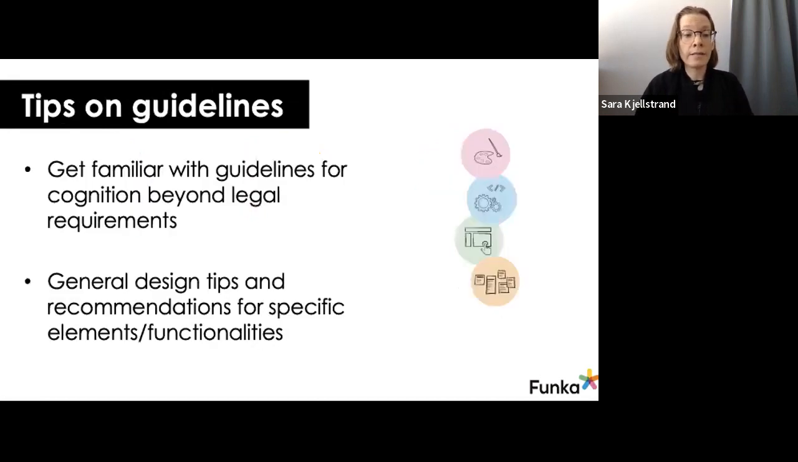So starting with the guidelines, it's important to get familiar with guidelines for cognition beyond the legal requirements. Because one thing that we have seen, and a well-known fact, is that the legal requirements only cover a very small proportion of the needs for cognitive accessibility. And there are many different guidelines, both on general design tips and recommendations, such as the overall layout, not to have too many elements on a website, these kinds of general design things. And then also quite a lot of recommendations for very specific elements and functionalities on the website, more like the requirements that are also included in the legal standard.